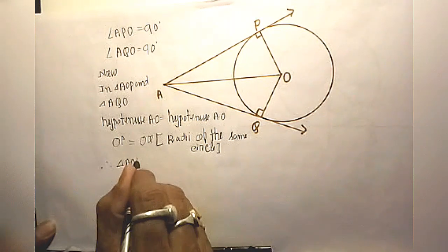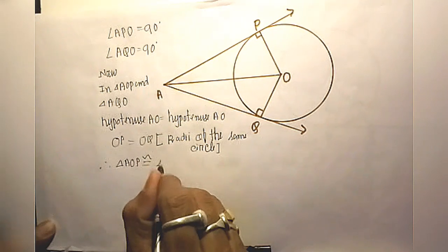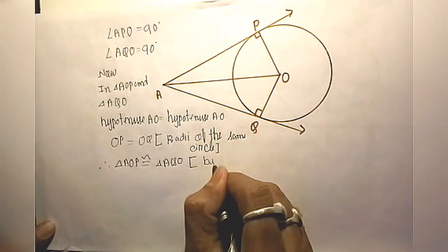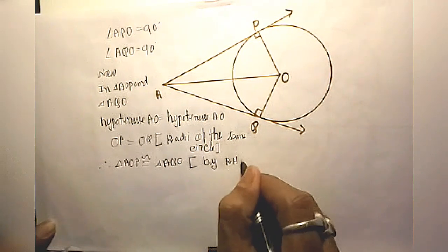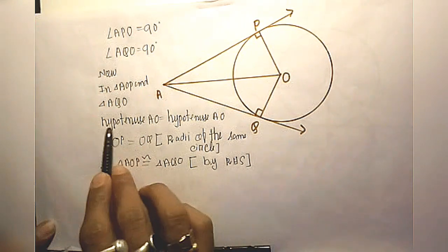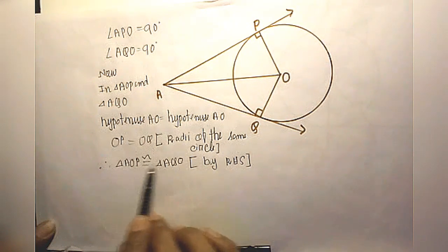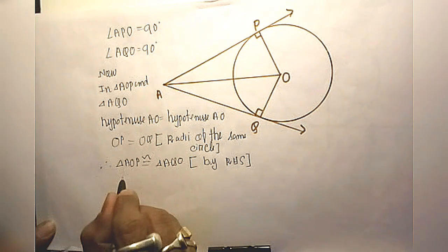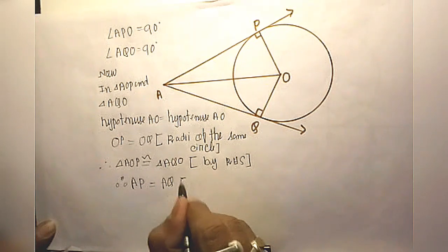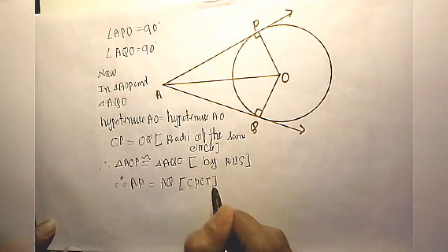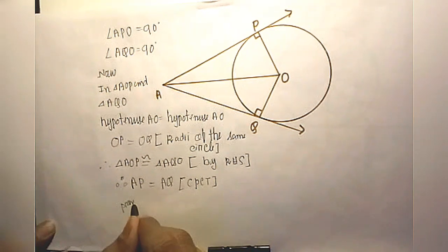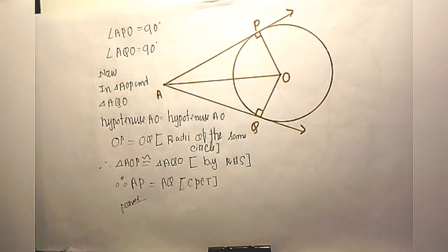Therefore, triangle AOP is congruent to triangle AQO by RHS, right angle hypotenuse side. In RHS the hypotenuse should be the same and one of the sides should be the same. So AP equals AQ by CPCT. If these two triangles are congruent, their corresponding sides are equal. So AP equals AQ.